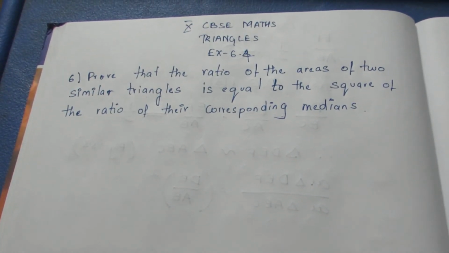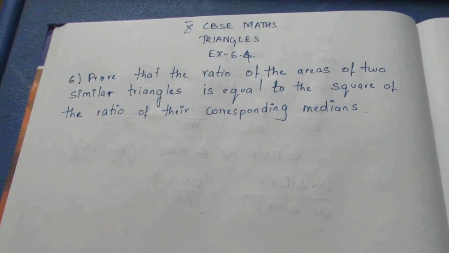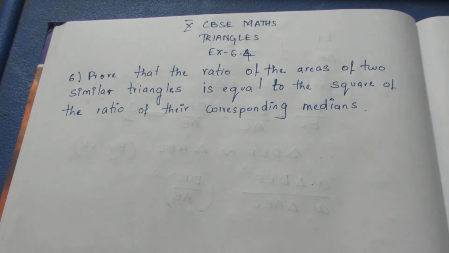Today we are going to see 10 CBSE Maths Triangles exercise 6.4 question number 6. Let's see the question. Prove that the ratio of the areas of two similar triangles is equal to the squares of the ratio of the corresponding medians.